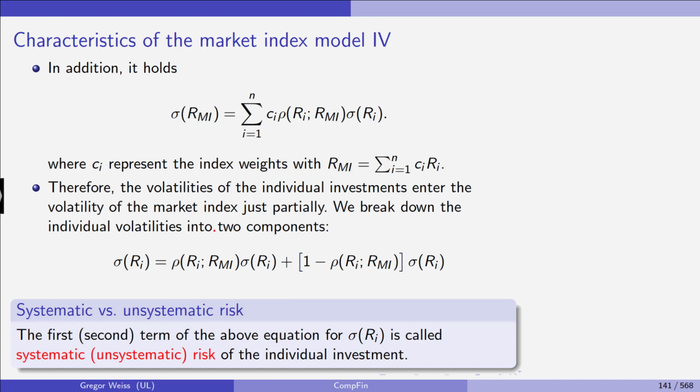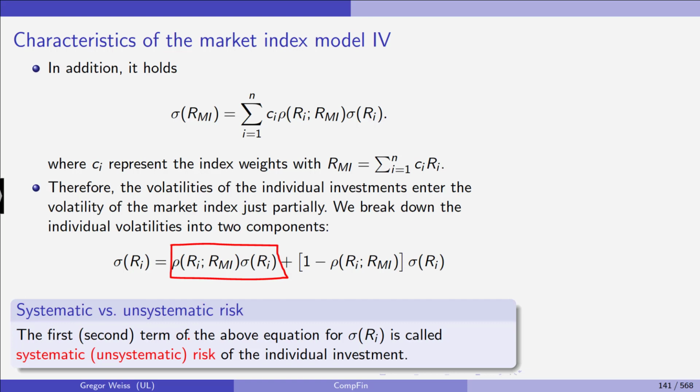So if we break down the individual volatilities, we get two components. The first one is given by the correlation of the individual security with the market index times the volatility of R_i, plus (1 minus the correlation) times sigma_RI. The first term is called systematic risk, and the second term is called unsystematic risk.